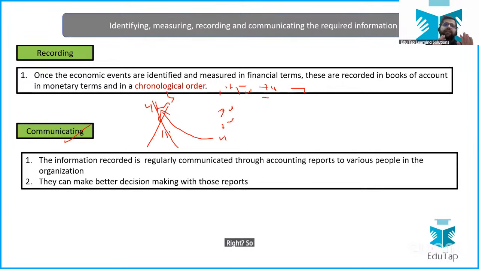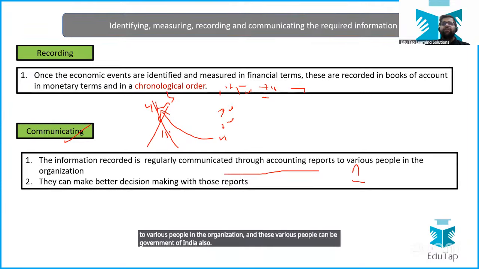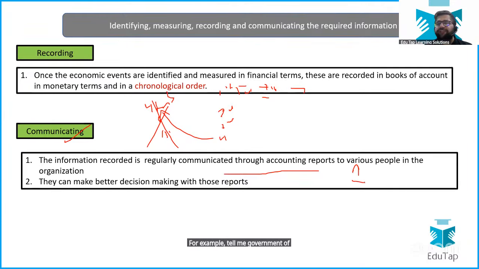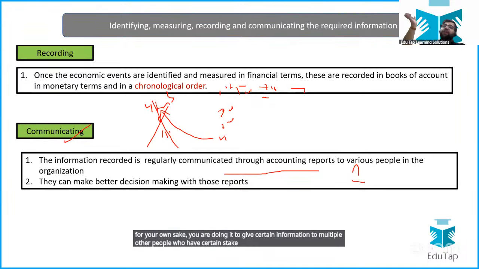So if you see, communicating means what? That whatever you have recorded, you have to communicate it. So the information recorded is regularly communicated through the accounting reports to various people in the organization, and these various people can be the government of India also. For example, tell me, the government of India will definitely collect the taxes from Reliance. The government of India will definitely check whether Reliance is doing pollution or not. So all of this recording you are not just doing for your own sake, you are doing it to give certain information to multiple other people who have a certain stake or interest in your company.